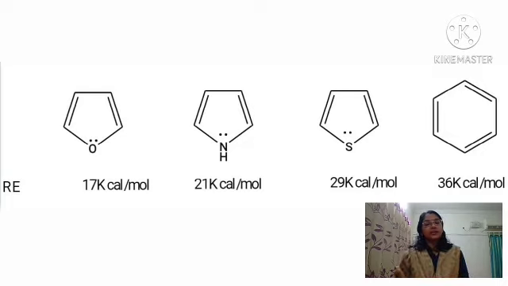The high aromatic character of thiophene can also be explained with the help of an electronegativity scale. When we compare furan, pyrrole and thiophene, the furan oxygen is more electronegative when compared to the thiophene sulfur. So when the electronegativity of sulfur is lower, it can easily donate its electrons to the ring, thereby helping in the delocalization of the pi electrons easily. So thiophene becomes more aromatic when compared to furan as well as pyrrole.